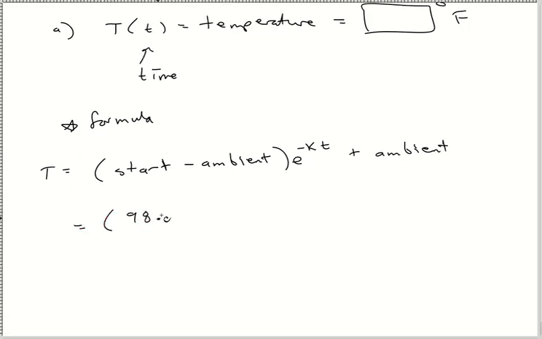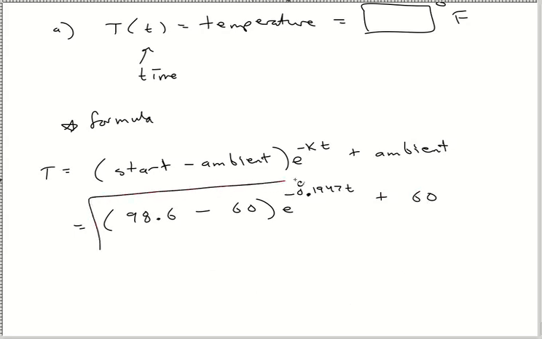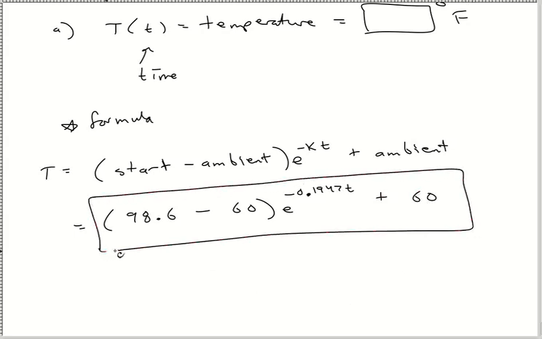So 98.6 minus the 60, E to the negative 0.1947T, and then plus the ambient again at 60. There it is. You do not need to simplify this for WebAssign. You don't ever need to simplify stuff, okay? As far as I remember. So keep it like that. That's very good.